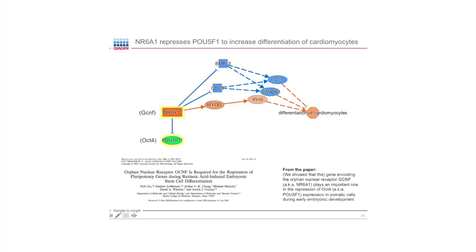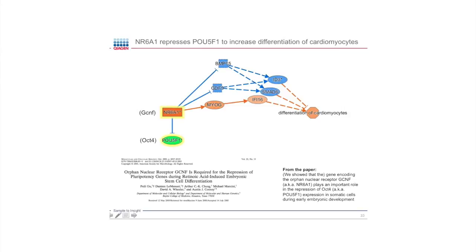That's what we did exactly here. This is one network that came out of a causal network analysis showing that the GCNF gene, which we call NR6A1, working through OCT4, or POU5F1, might drive the expression of a number of genes. There's a paper underlying this that says that the gene encoding GCNF plays an important role in the repression of OCT4, and it affects somatic cells during early development.